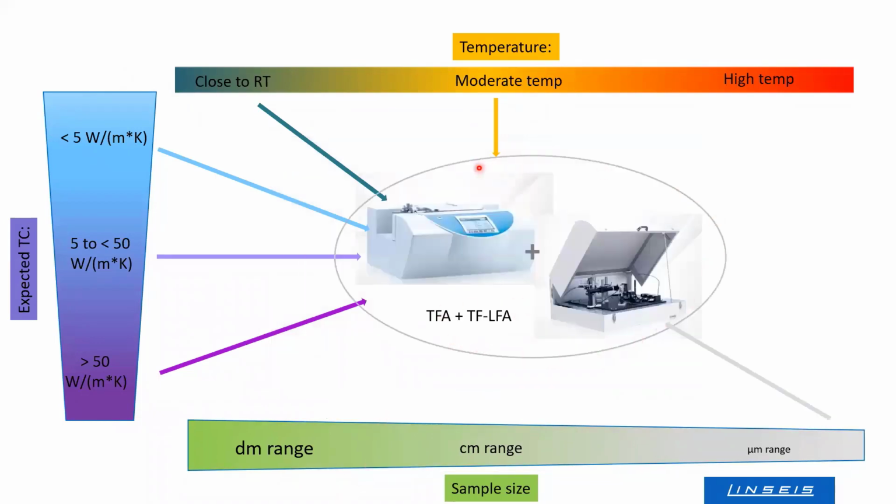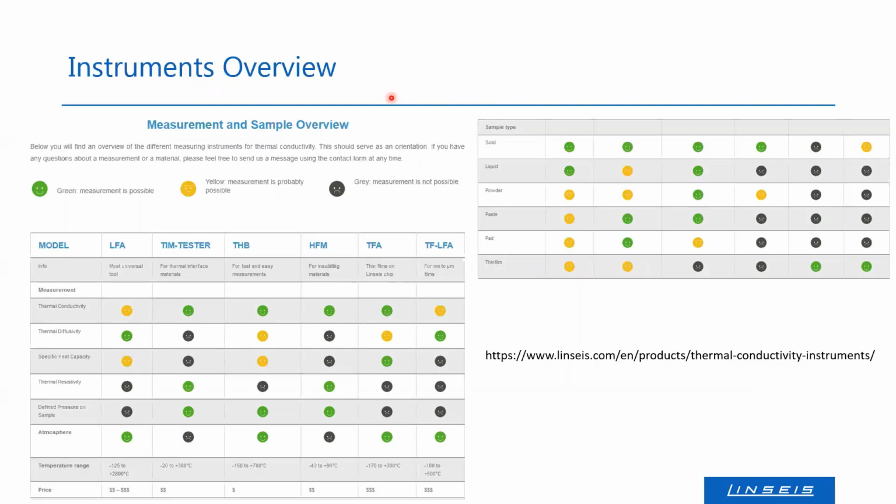And the two thin film analyzers, the TF-A and the TF-LFA, are dedicated to samples in the micrometer to sub-micrometer range. They may analyze all types of thermal conductivities, but in a temperature range up to moderate temperature only. All this information may be found also on our website in a table where the instruments are mentioned, the parameter to be measured, the temperature range, and so on. So you can have a look on our website.